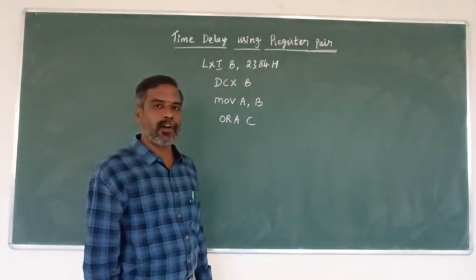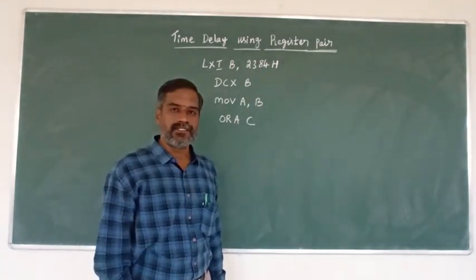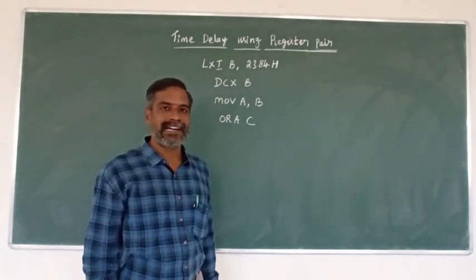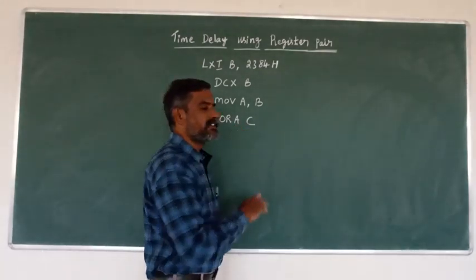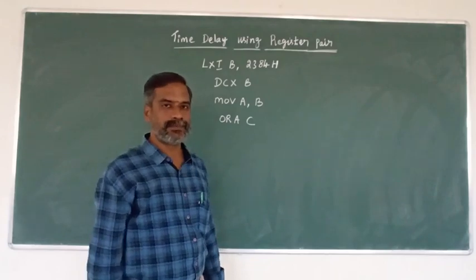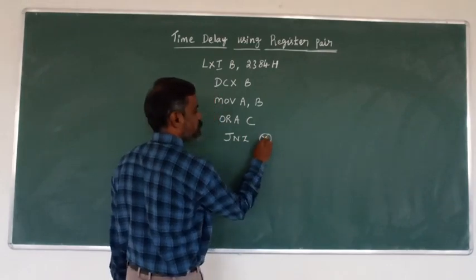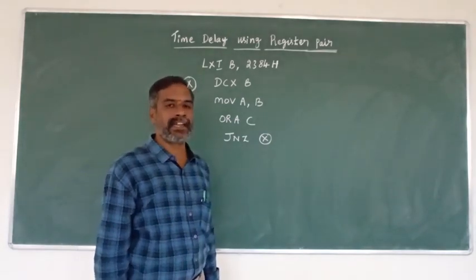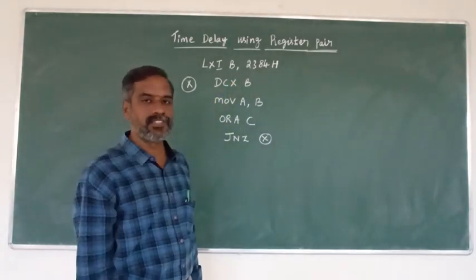Here logically OR means that if both register contents are 0, the accumulator result will be 0. If any one of the register contents is 1, the accumulator will be nonzero. Then we check whether the zero flag is set or reset. If not zero, jump back to decrement the BC register pair content again, until the BC register pair content is 0.